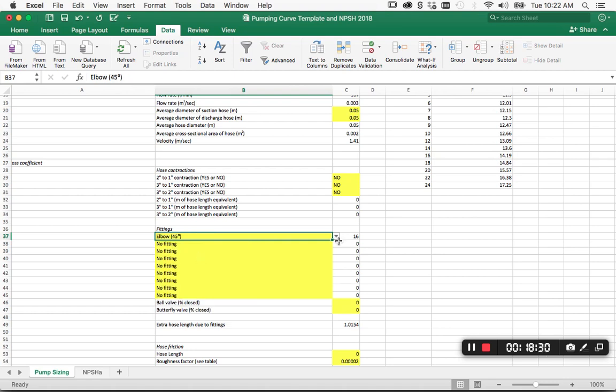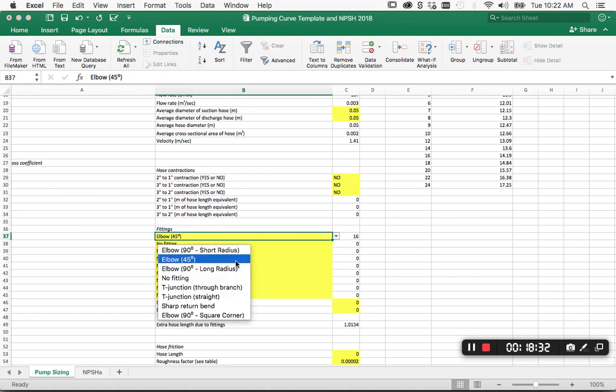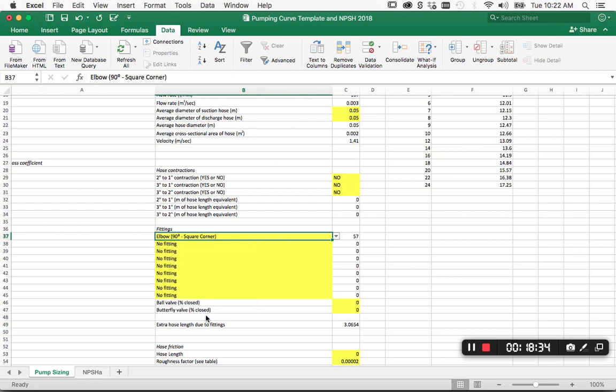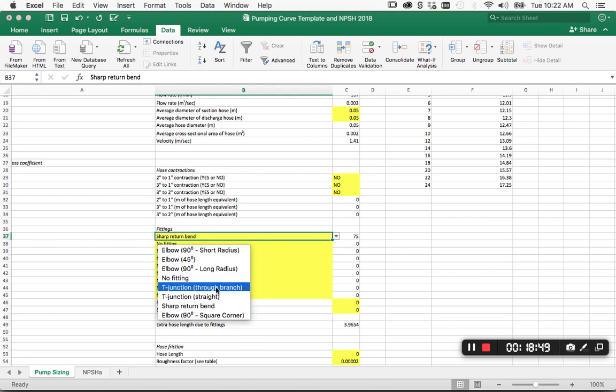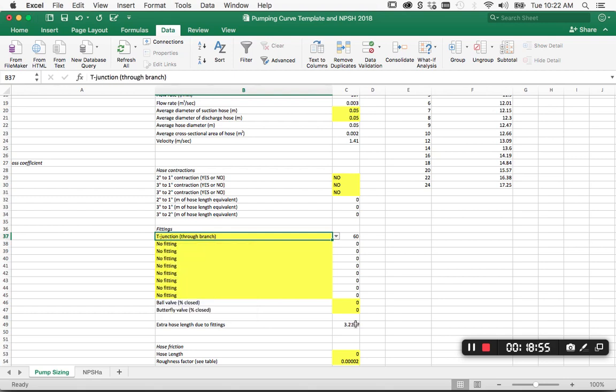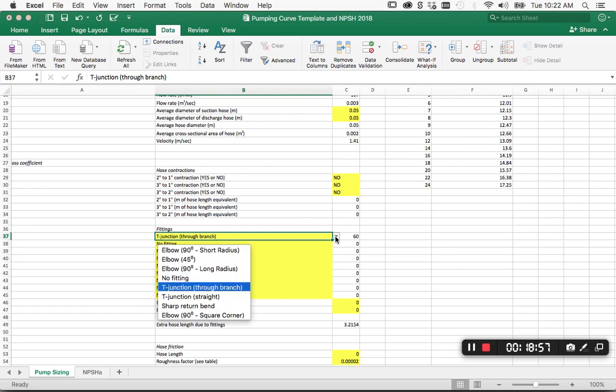What if we've got a 45? See, 45 degree angle, a bit less. What if we put a sharp corner on? Oh yeah. So a square corner, we don't have a nice rounded corner. That adds a lot of extra meters onto our transfer. What if we do a full 180 degree? Adds 4 meters. What if we've only got a T intersection and we make it go through the branch of the T intersection? That adds 3.2 meters. So that's not ideal. So fittings play an important role.